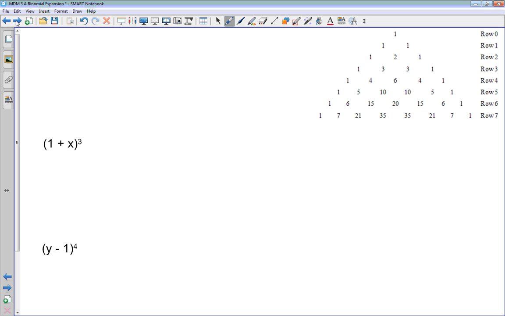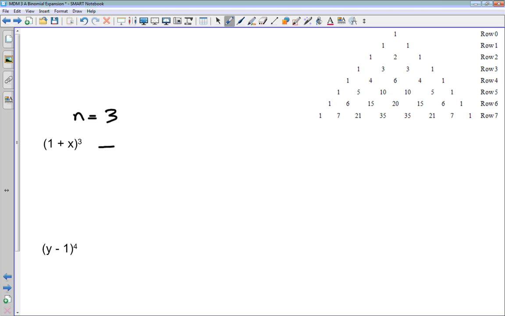We've got Pascal's triangle up at the top. Here's the expansion that we want to do: 1 plus x to the power of 3. First off, we need to know what is our value of n here, so we know what row to look at. Well, if our exponent is 3, n is going to be 3 here.